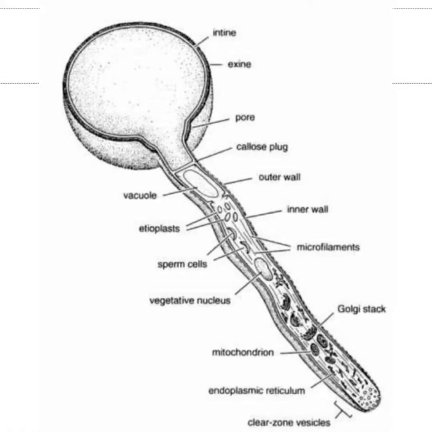Here in this image you can see that the pollen tube contains all the components of the cytoplasm, including the Golgi apparatus, the endoplasmic reticulum, the mitochondria, the microfilaments. Along with it, there is a vegetative nucleus and the two male sperm cells.